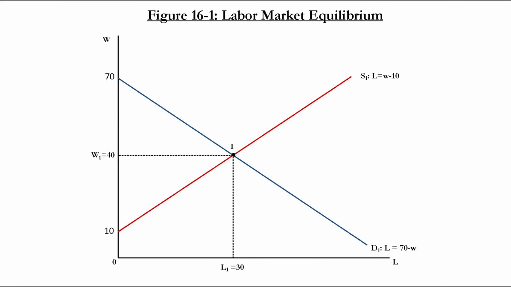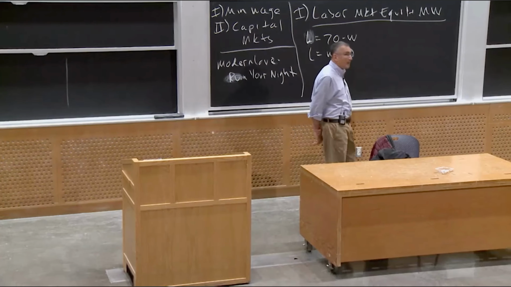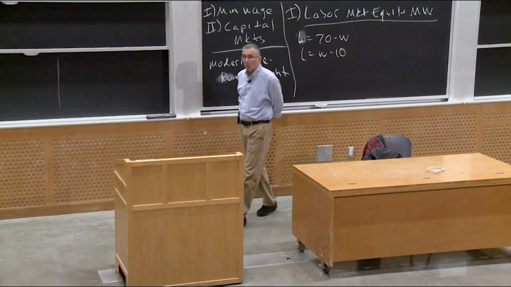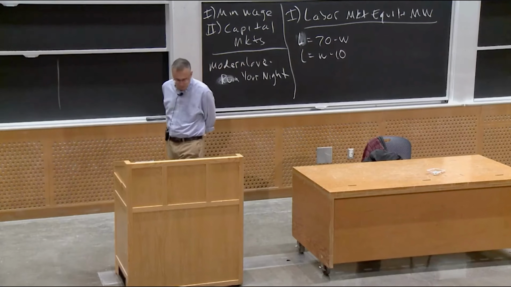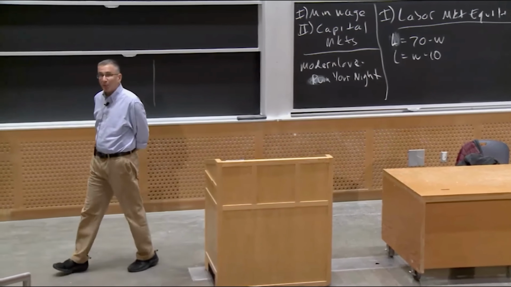So to solve for equilibrium, we simply set those equal. We know how to do that now. And you find the equilibrium is at 30 units of labor with a wage of 40. That's the point at which firms are happy to hire workers and workers are happy to work. So it's the same kind of equilibrium as in goods markets. Now it's just in a factor market.